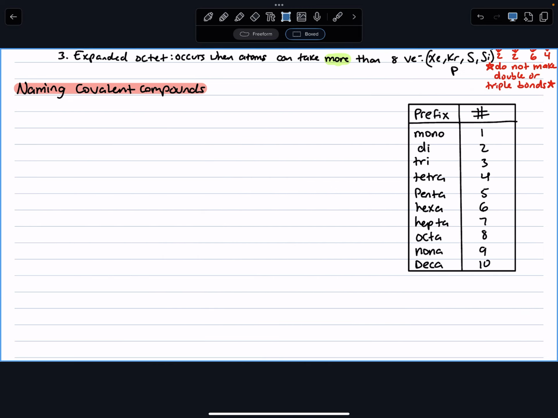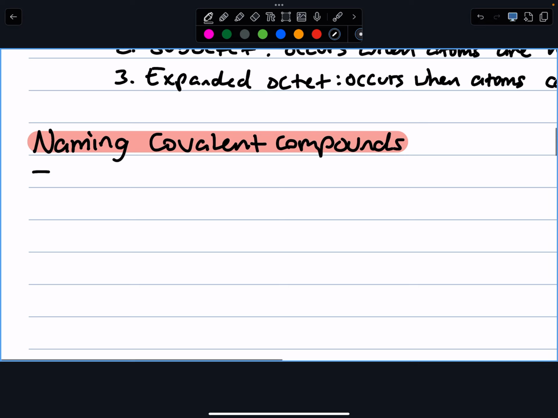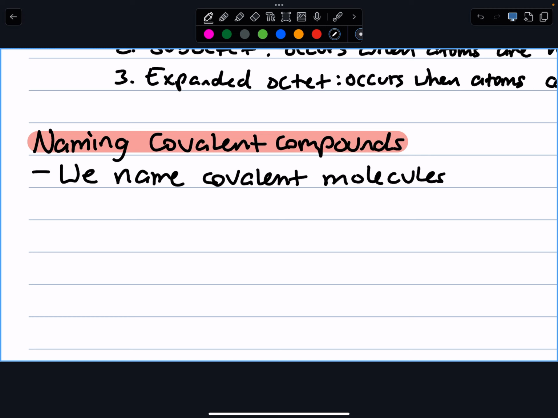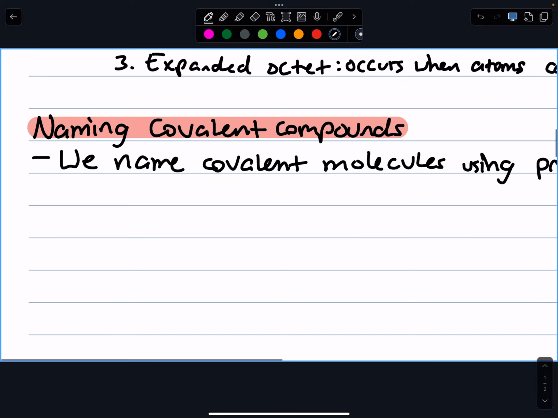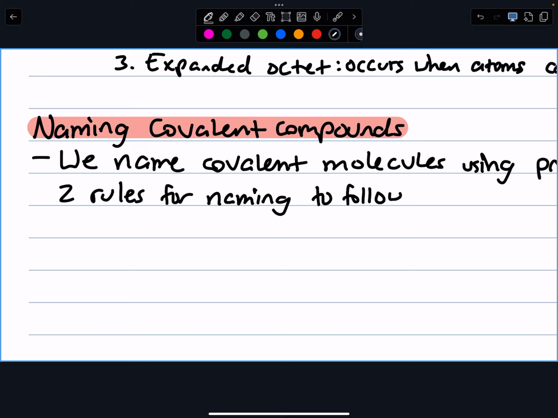Okay, so how do we do that? We name covalent molecules using prefixes. There are 2 rules for naming that we should follow. The first rule, you never put mono for the first element.